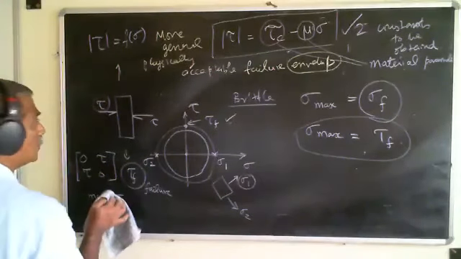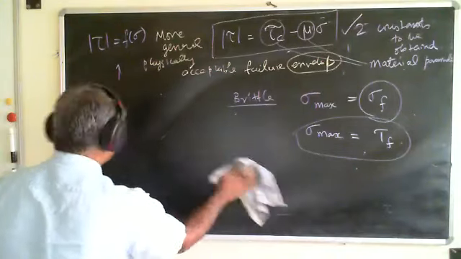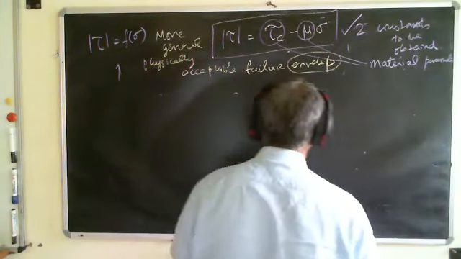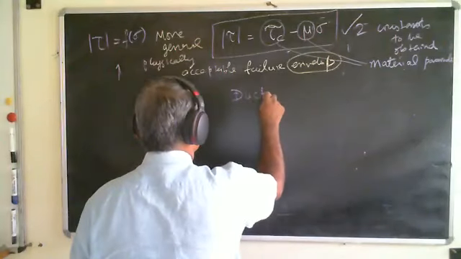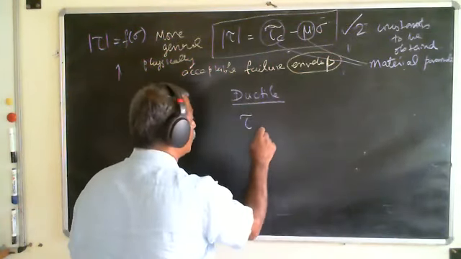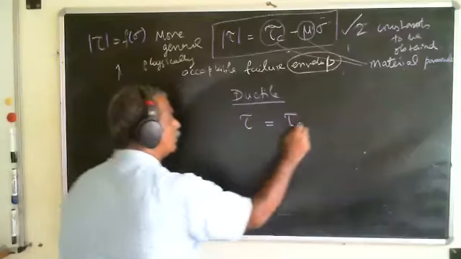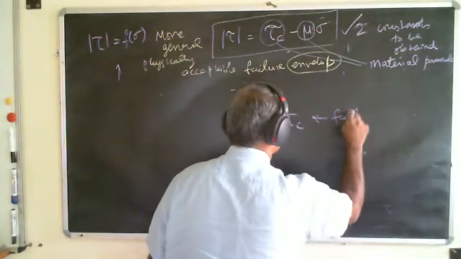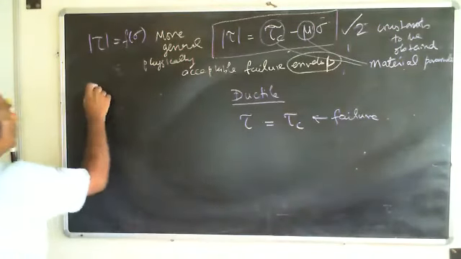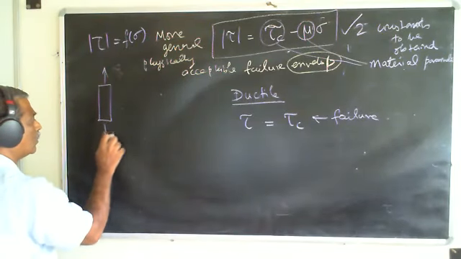Now let's turn to one more example. Instead of a brittle material, I'm now going to focus on a ductile material, a purely ductile material. I know the Tresca condition can be applied, which is nothing but tau is equal to tau C. When tau reaches tau C, this is the failure condition. So let me do the same thing over here. The simplest test that I can conduct is a tension test. So I apply sigma over here.